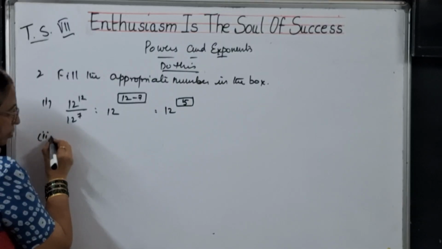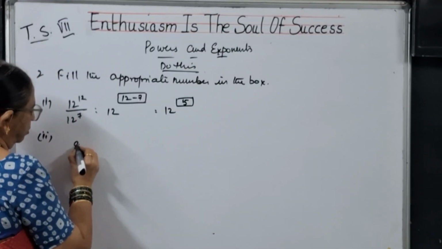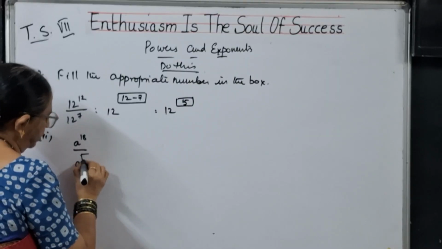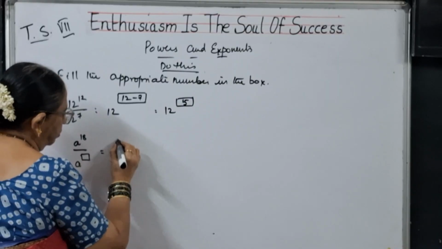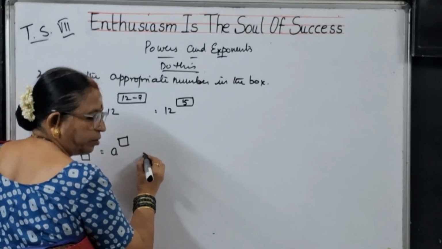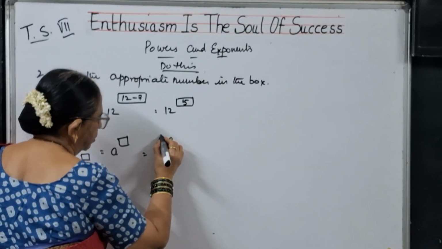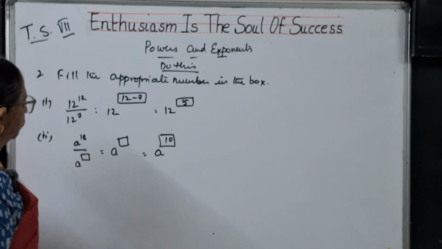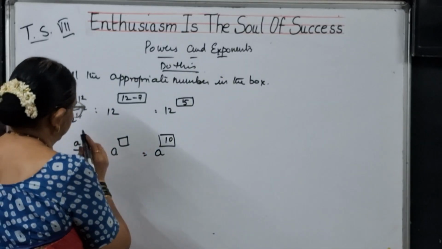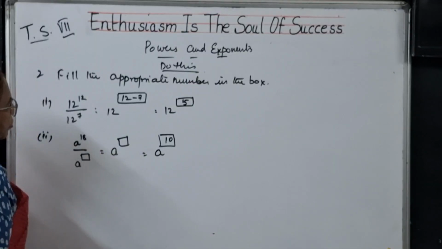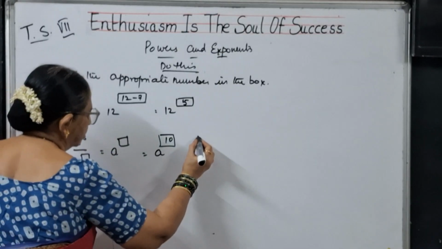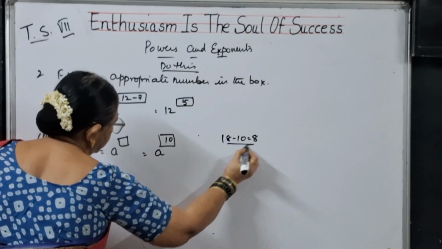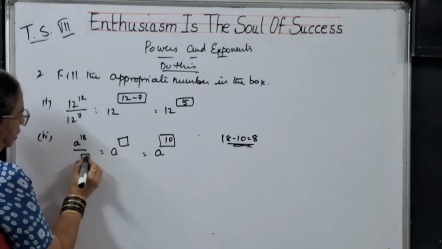Now the second bit: a to the power of 18 by a to the power of dash is equal to a to the power of 10. Here they have given 10. 10 means what, children? We know that this is 18, but we want a to the power of 10. That means let us in the rough column take 18 minus 10 is 8. So you write here 8.